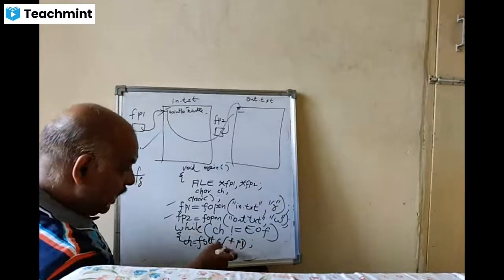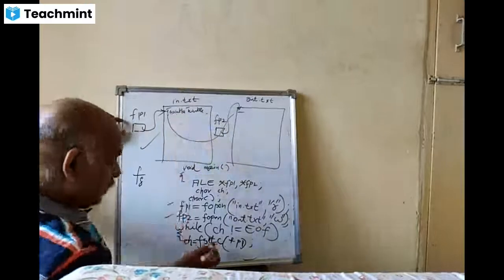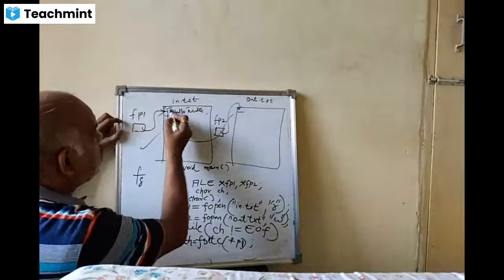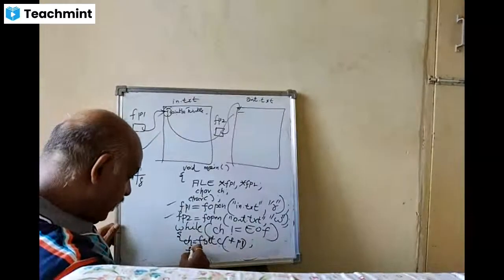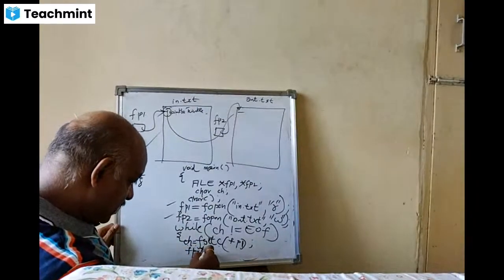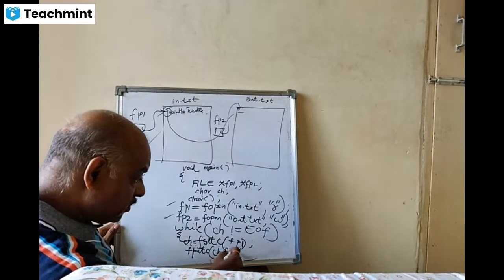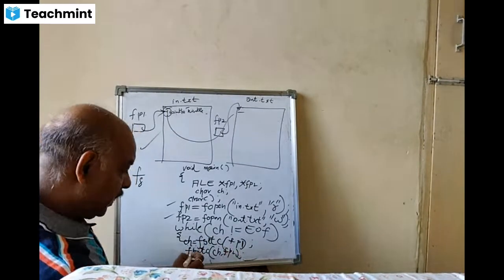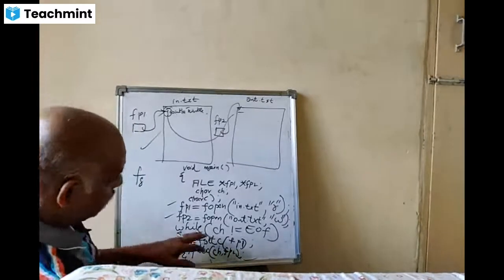So you are reading a character. FP1 is pointing to this file, the very first character. So what gets stored in ch? t gets stored. That t should immediately be transferred here. Then you have to write here fputc(ch, FP2). It will be put wherever FP2 is pointing. So that's the whole program. So I will explain it here.